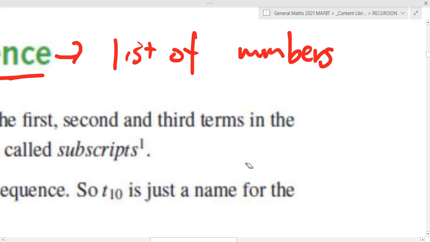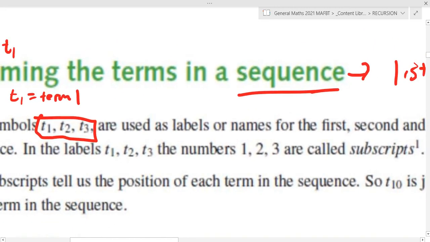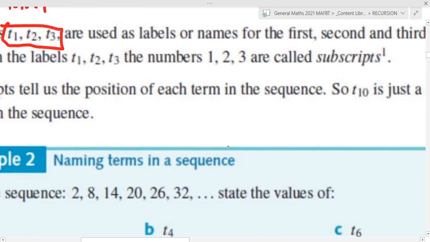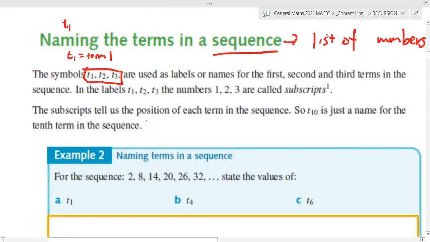So whenever you're naming a term, don't just write T1 on the line. Name it with the little number below, T1 or T2, whatever it might be. Don't write T2 as T squared, because that means T squared. So use a subscript. The subscripts tell us the position of each term in the sequence. So T10 just means the 10th number.